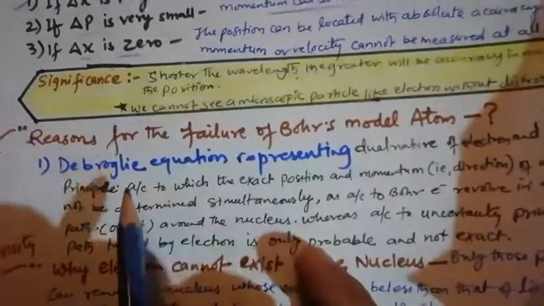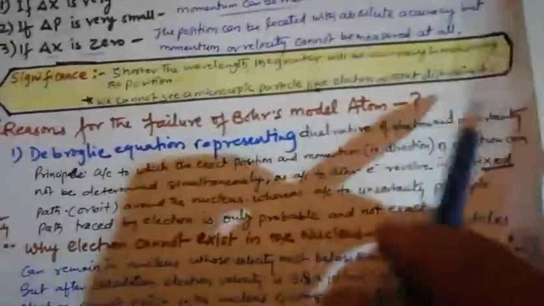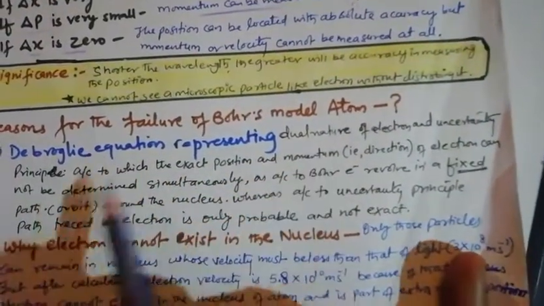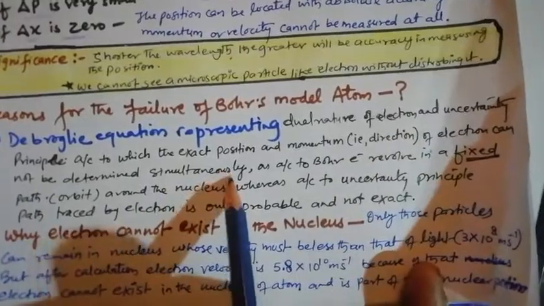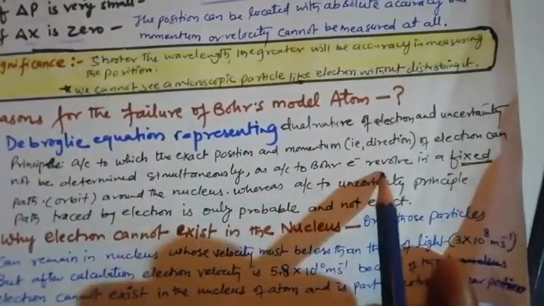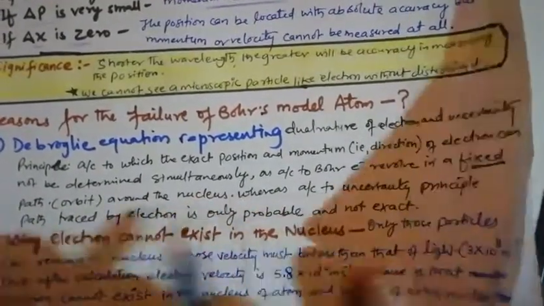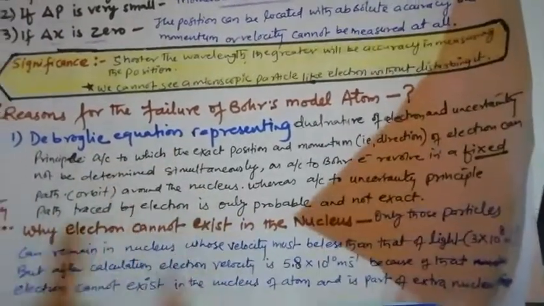Okay, but there are some reasons for the failure of Bohr's model also. Like first is the de Broglie equation. He represented the dual nature of electron, and the uncertainty principle, two theories according to which the exact position and momentum of an electron cannot be determined simultaneously. But as we studied, according to Bohr's law, it revolved in a fixed path called an orbit around the nucleus, whereas according to the uncertainty principle, the path traced by the electron is only probable, not exact.